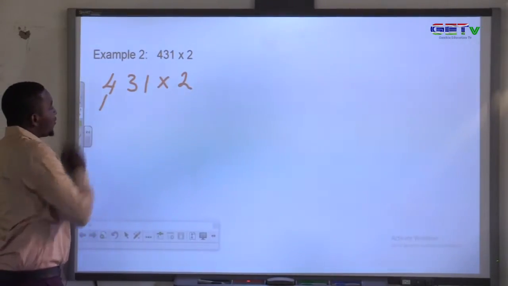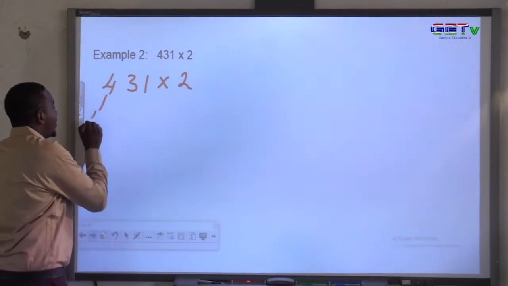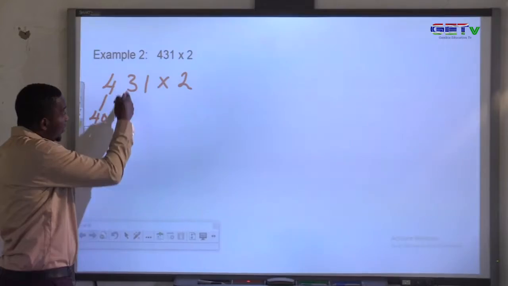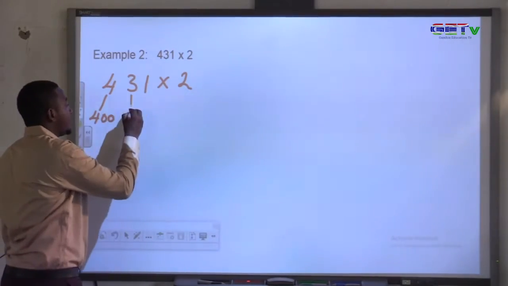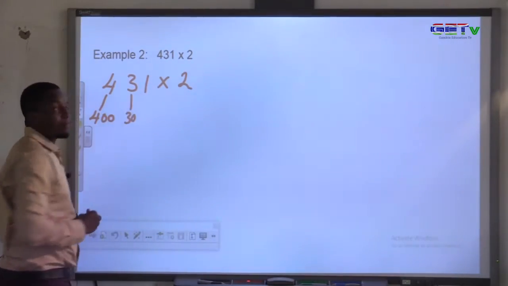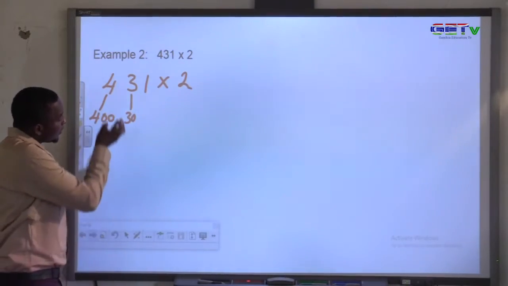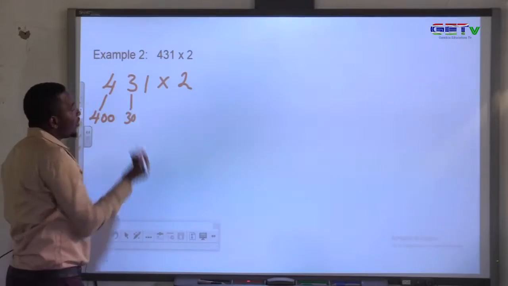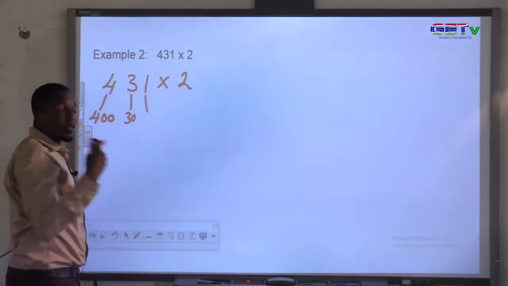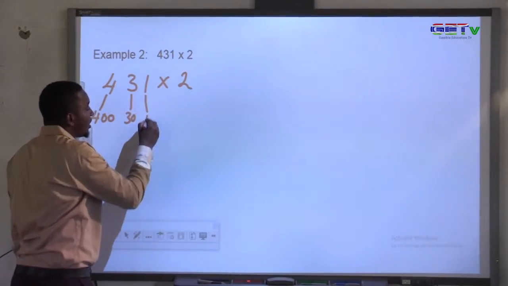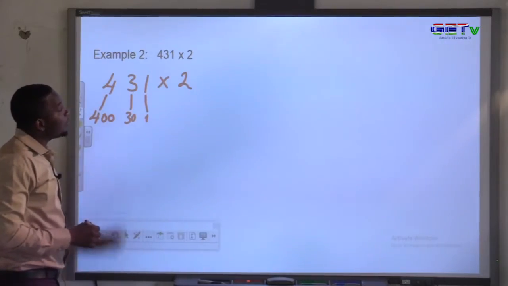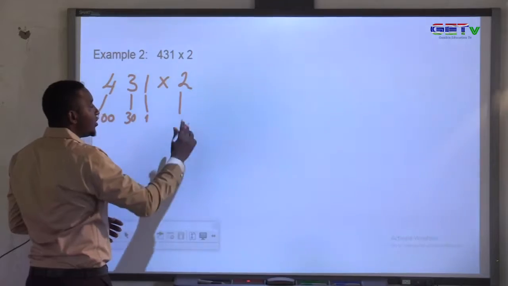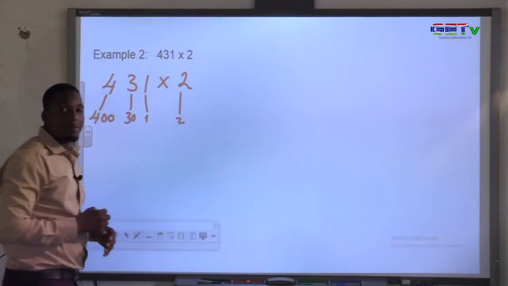The value of 4 is 400. The value of 3 is 30. And do you know why? Because 3 is under the 10th column. So the value of 1 is just 1 because 1 is under the unit. It's a single digit. Well, the multiplier is also a single digit, so its value is just the same number.